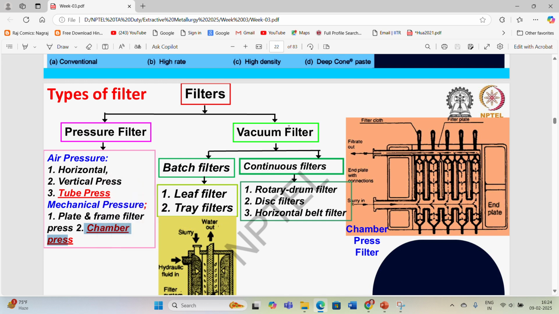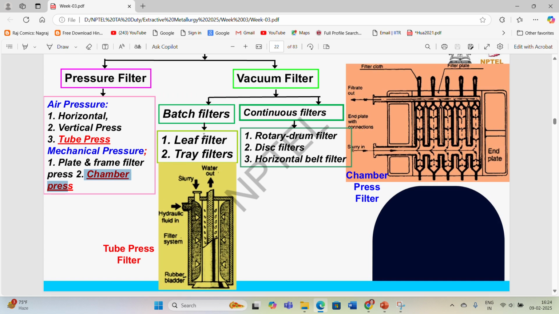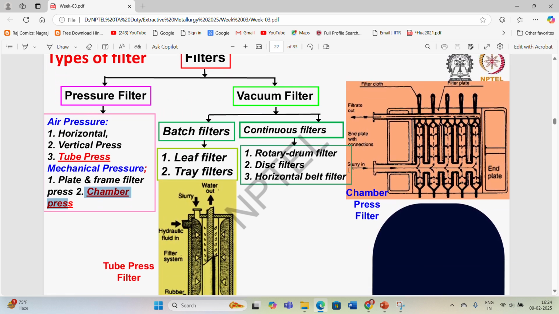Then there are vacuum filtration processes which can be further divided into two different parts, like batch filters and continuous filters. So batch filters are generally leaf filters and tray filters, and then continuous filters are rotary drum filters, disc filters, or horizontal belt filters.